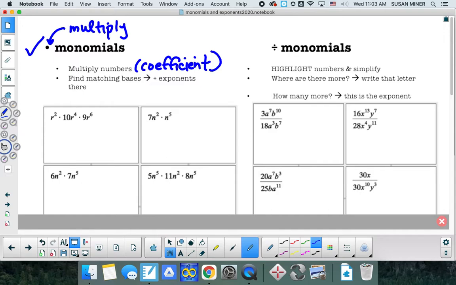But I want to simplify this. And so what's happening here, and I'm going to do this the long way first, and then I'll show you the shortcut version. But the long way of doing this is recognizing that r squared is just r times r, right? And then we're timesing that by 10. And then we're timesing that by 4 more r's. And then I'm timesing that by 9. And I'm timesing it by 6 more r's.